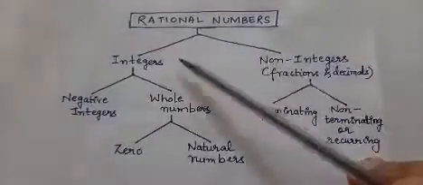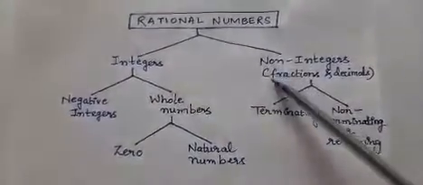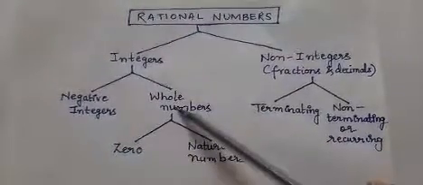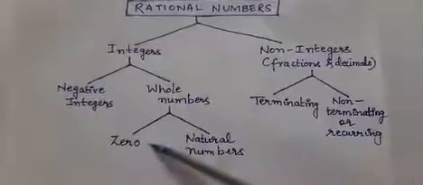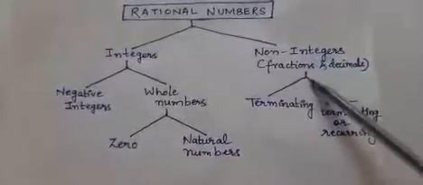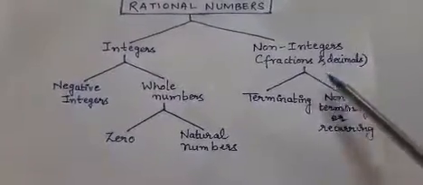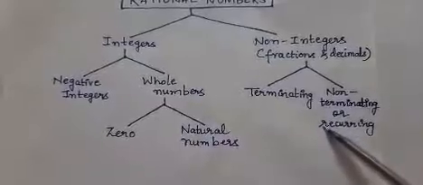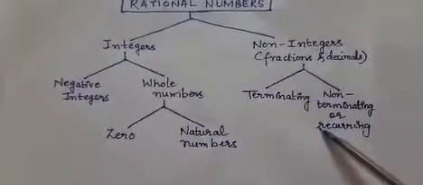Let us understand the classification of rational numbers. So, rational numbers can be divided into integers and non-integers. Integers include the negative numbers and the whole numbers, and whole numbers include 0 and all the natural numbers. Non-integers include fractions and decimals, which can be further divided into terminating and non-terminating or recurring. We can understand these through examples.